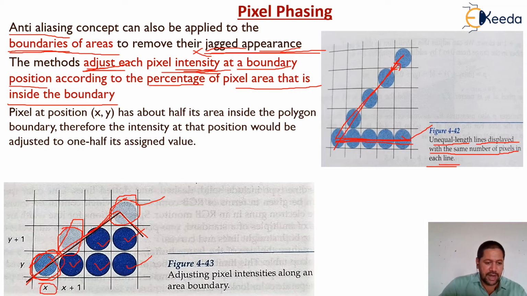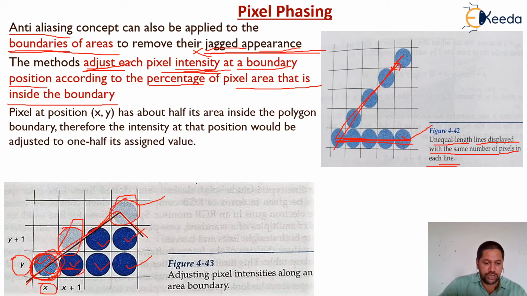The pixel is at x comma y. Now this pixel is going to have 50% outside, 50% inside. This pixel is 50% outside. So I have to set the intensity of this particular pixel, which is 50% of the actual intensity.